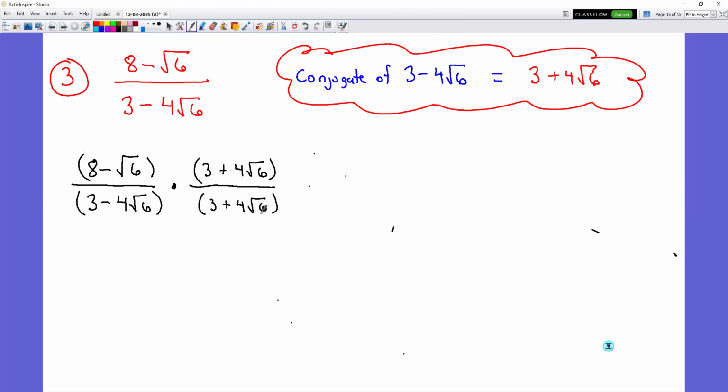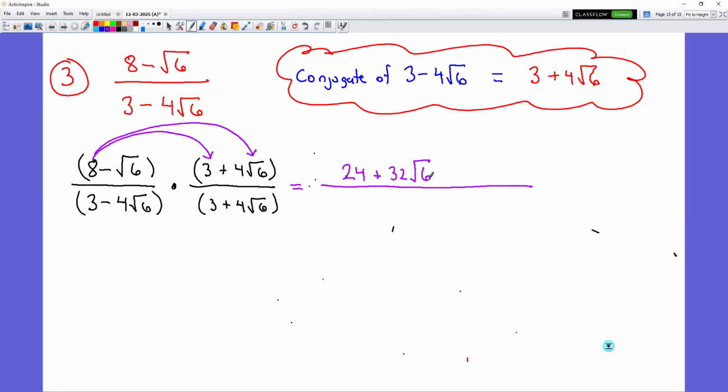Okay. All right. So again, we have a binomial times a binomial on the top of the fraction, and a binomial times a binomial on the bottom of the fraction. So now we're just going to do FOIL once more, and let's see if we can get this simplified. So we got 8 times 3, which is 24. Then we got 8 times positive 4 square root of 6, and that is going to be positive 32, because you just multiply the outside, 8 times 4, and then keep the inside, square root of 6.